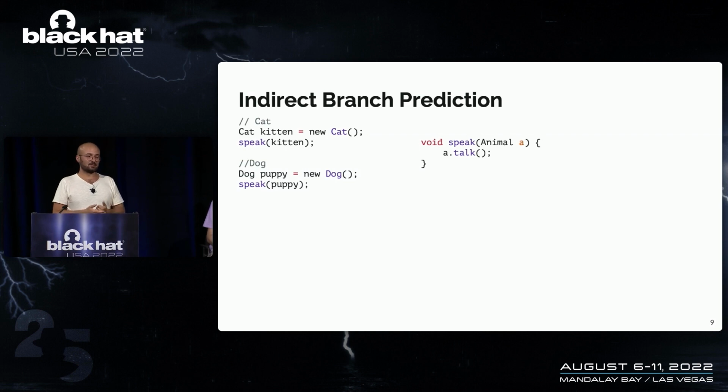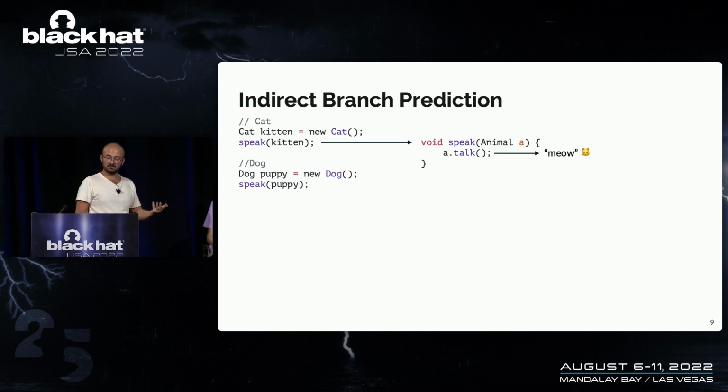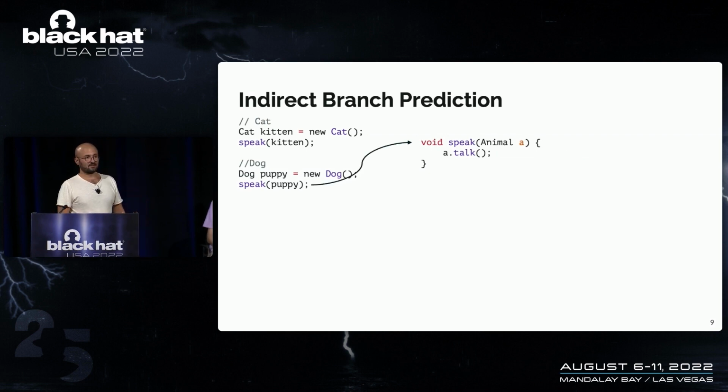So for instance, here we are going to use an example of polymorphism to explain how indirect branch prediction works. In this case, you have two classes, a cat class and a dog class, and both of them implement the speak method. When you call the speak method from the cat class, you would expect the function to execute the meow function. And when you call it from the dog class, you would expect the woof function. And what happens here is the BPU can also help in predicting the execution of these branches.